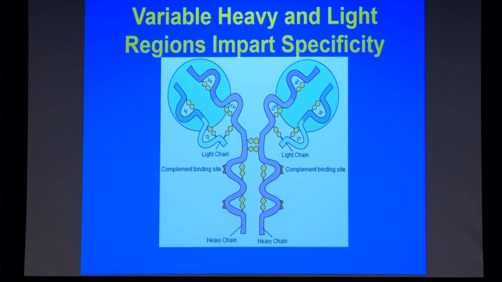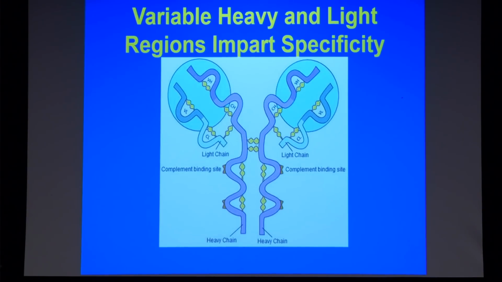Where we get variations in antibody structure is out here at the short arm of the Y. And differences in the three-dimensional shape result from differences in the three-dimensional shape of the variable light region and the variable heavy region. And that will provide a three-dimensional shape that will be specific for the antigen.